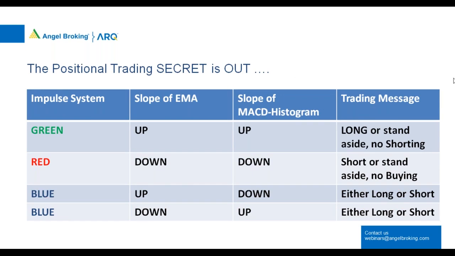That means you should ideally go long or stand aside, but no shorting. That is, you should not short. You have only one thing that you can do, which is go long, otherwise you do nothing. Then if we see that the slope of the moving average is down and the MACD histogram is also down, that becomes a red signal. So what it means is that you can go short or you can stand aside but no buying.